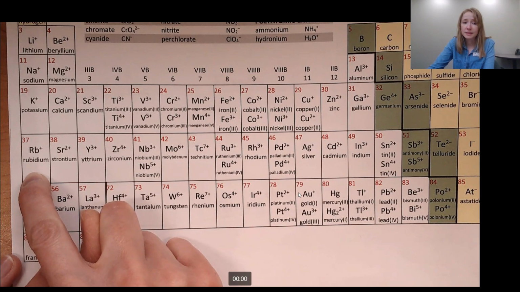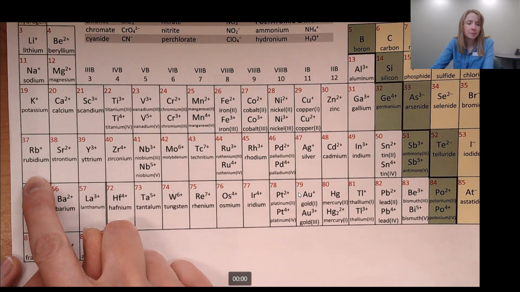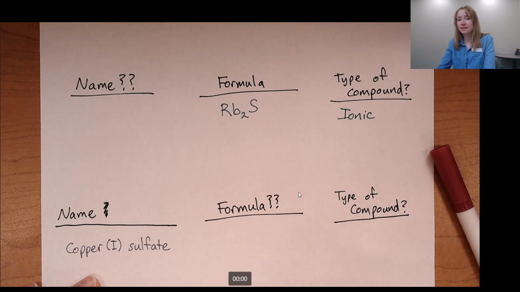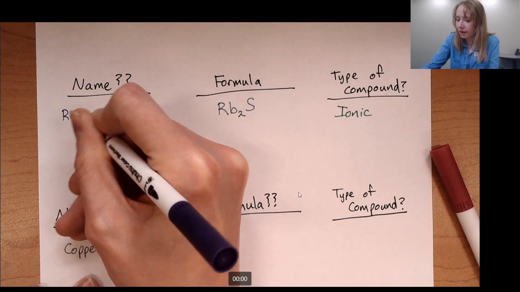It only forms an ion with a +1 charge. And because of that, and the fact that we can determine the charge from the periodic table, because it's in group 1A and it forms a +1 charge, we don't include the charge in the name, because that's just redundant information. So all we need to do to name the cation is write the name of the element. So we've got rubidium.